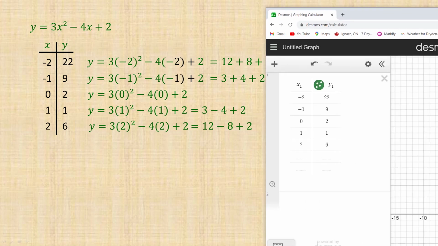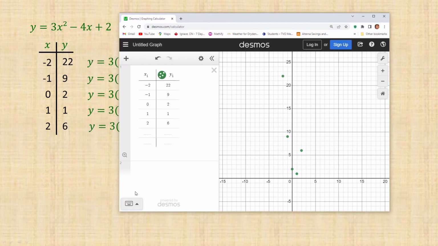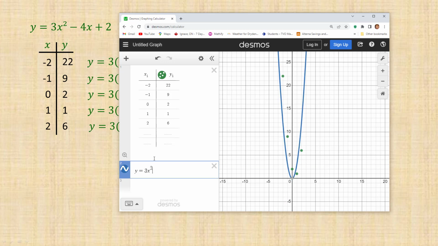So here's my graph. You can see the table is the same as what's here. So there's my 5 points. Now if I graph the equation, y equals 3x squared minus 4x plus 2, notice it goes through all of the points. So all those points satisfy the equation.